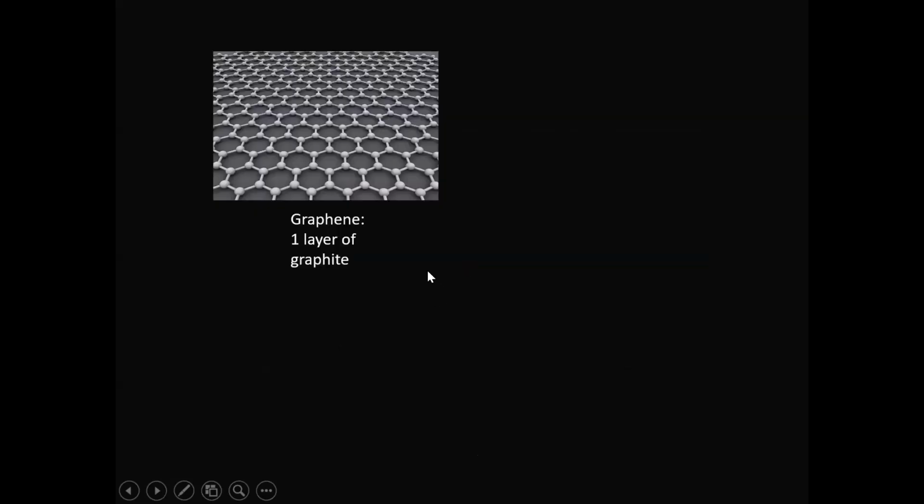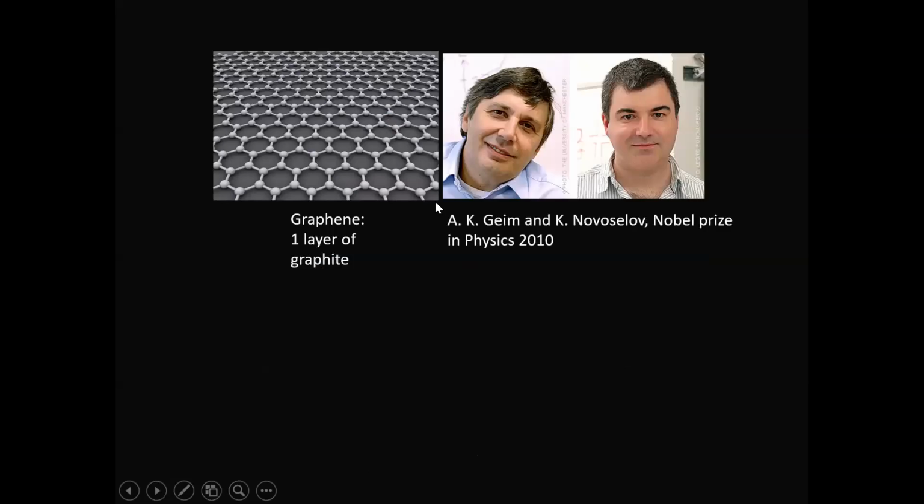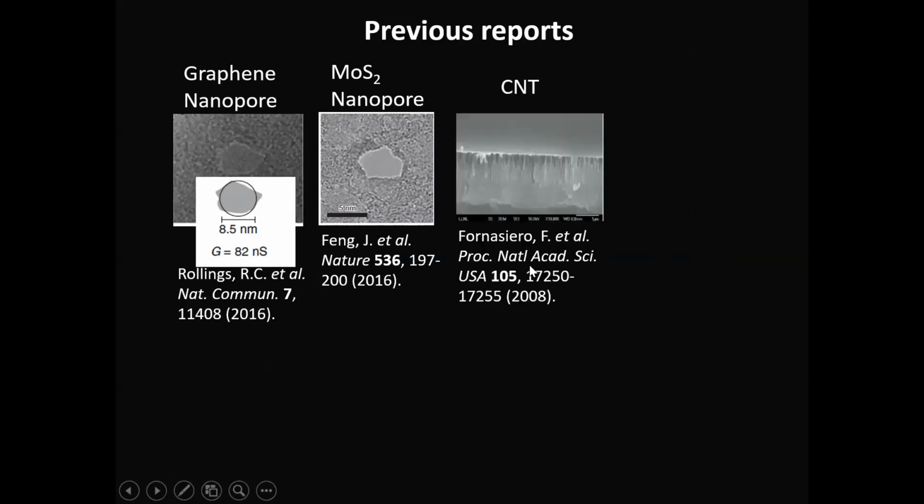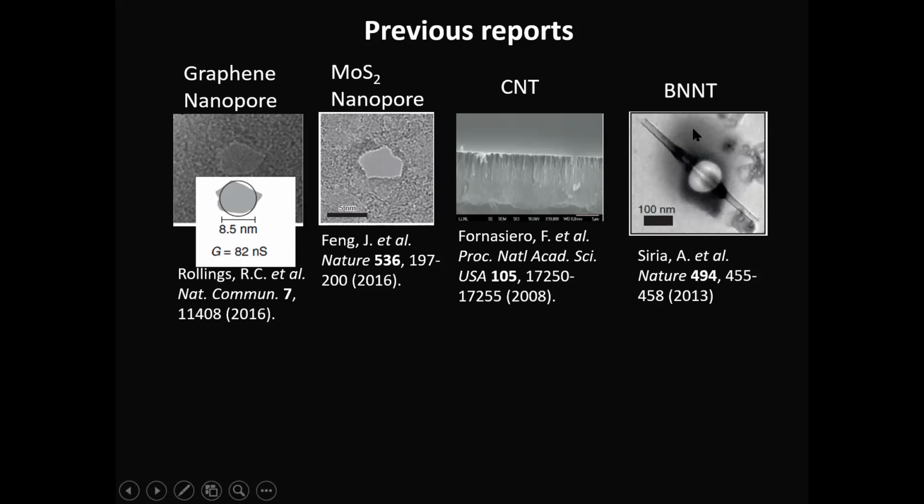So our idea was to use these membranes. We are very familiar with this, so I'm not discussing it. These are the different structures, the pores. See, this is on graphene. On MoS2 also you can make nanopores. Then this is the carbon nanotube, one-dimensional, and boron nitride nanotube.